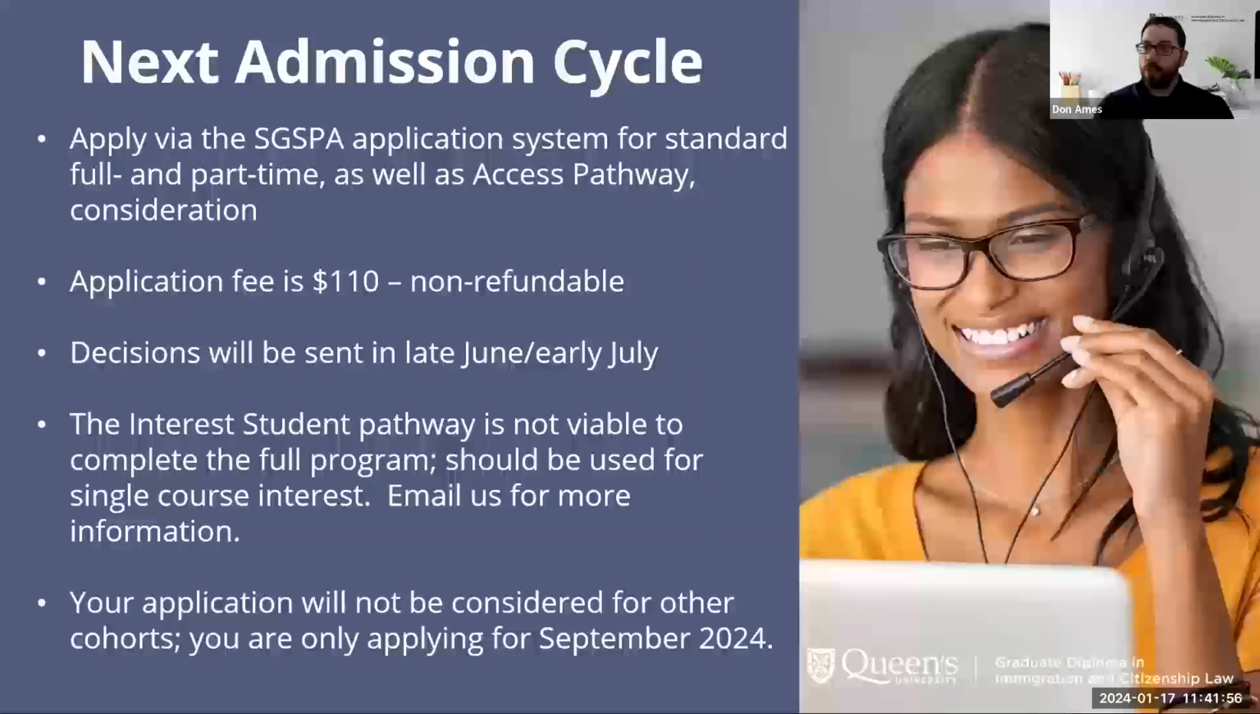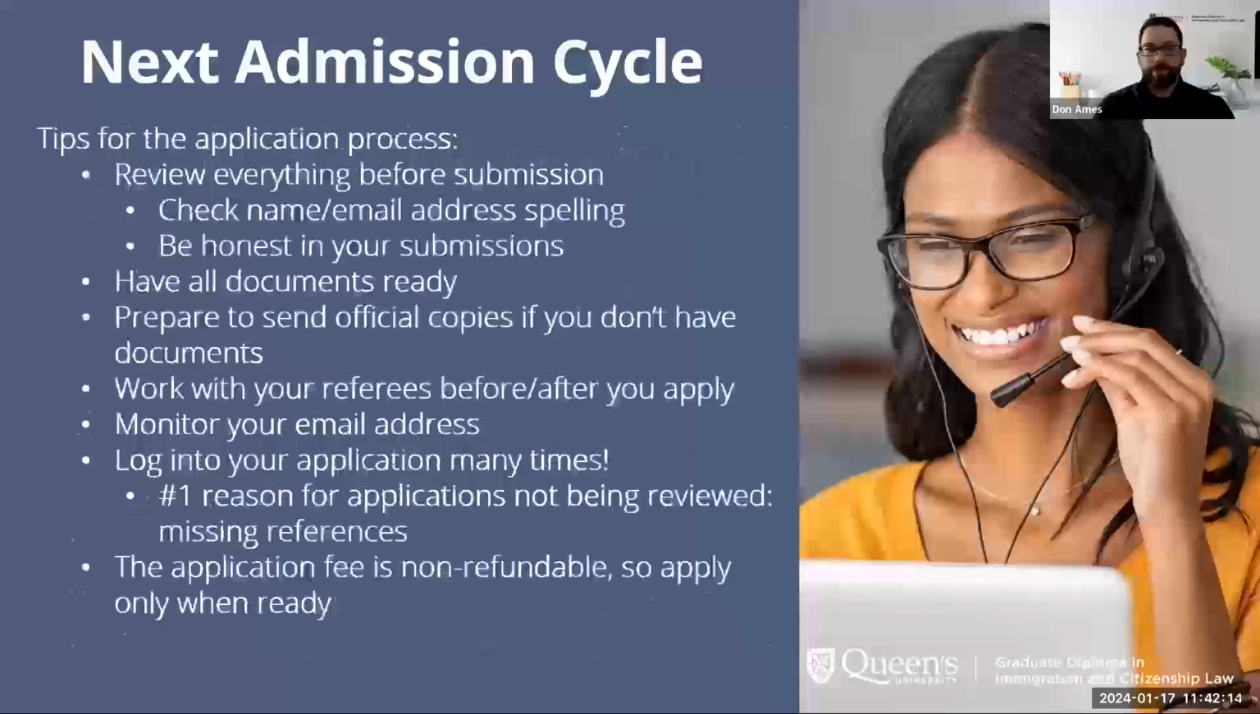The application that you submit for September 2024 is only for September 2024. So your application will not be considered for any future application cycles. The January 2025 application won't open until later this year. So again, you're only applying for September 2024 with this current application, and you'll have to pay an additional $110 if you want to be considered for a future admission cycle.